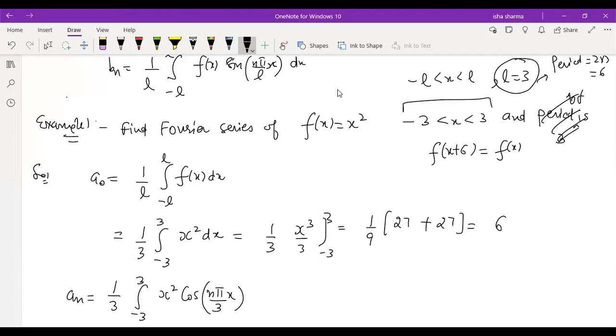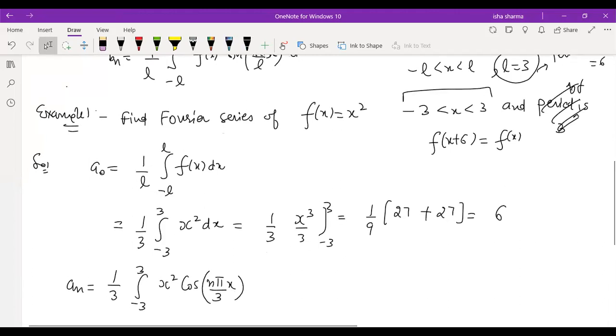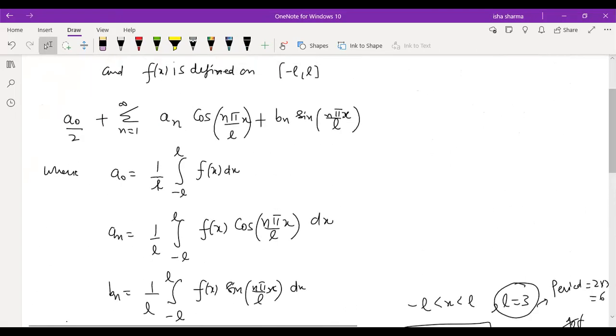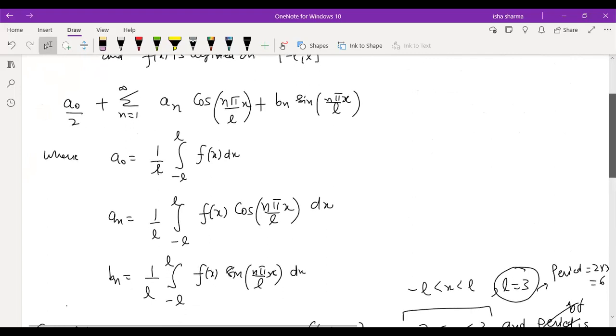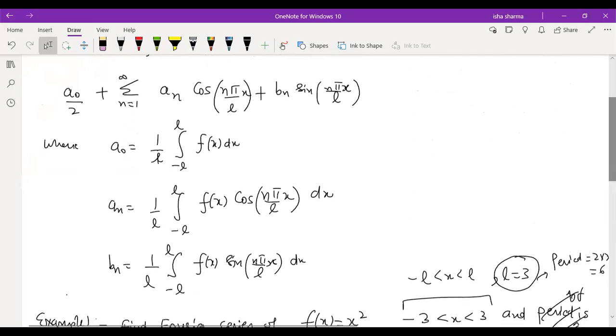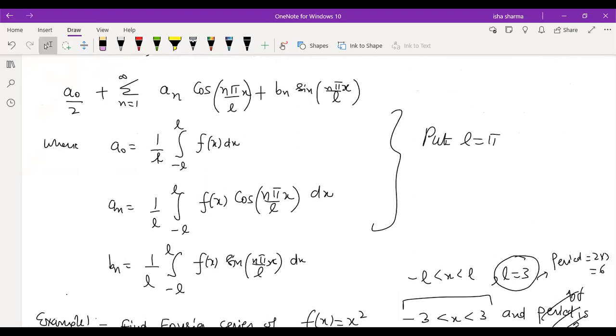So the idea is, you might think that, okay, we need to remember two sets of formulas. It's not like that. You just remember this set of formulas. And in this, if you put L is equal to pi, you will get exactly the same old formulas, which are your original formulas, because pi by pi will be just 1. So it will be cos nx, sine nx.